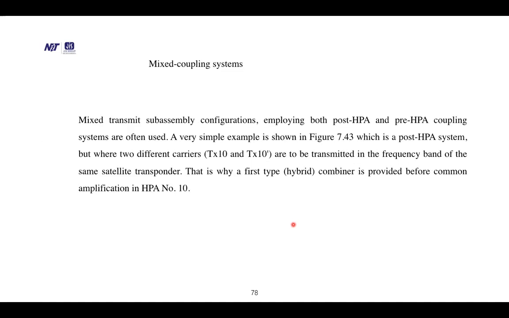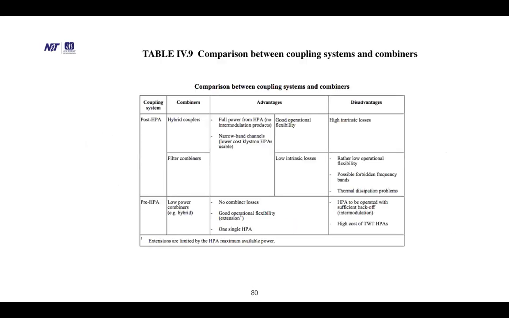Mixed coupling system: mixed transmit sub-assembly configurations employ both post-HPA and pre-HPA, because it will take the good effect of both systems. Comparison, it is showing post-HPA and pre-HPA. This is hybrid, this is filtering.